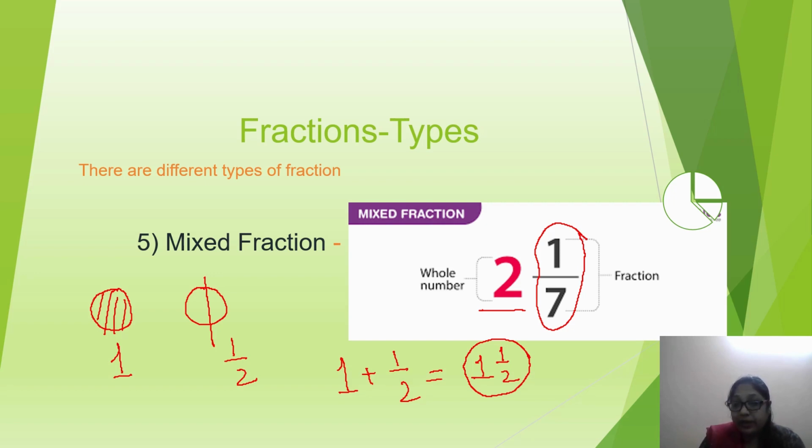So 1 is representing the whole apple and half is representing the fraction of the second apple. So this is the fraction. And the mixed fraction is the combination of whole and fraction.